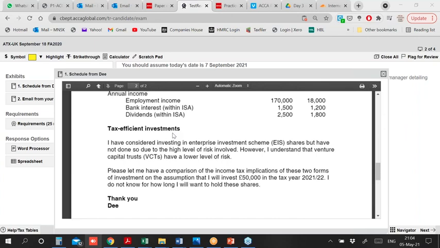Okay, so she's reluctant to invest in EIS because of the risk level. However, understand that venture capital trusts, VCTs, have a lower level of risk. Why do VCTs have a lower level of risk? Because VCTs are large quoted companies whose job is to invest in companies. VCTs have the expertise to know which companies have the right potential but are struggling with money. They are also known as angel investors. They rescue them by investing in them, and in return they buy a stake, holding or ownership in those companies. Which companies? Small companies who are struggling financially, but have potential in them.